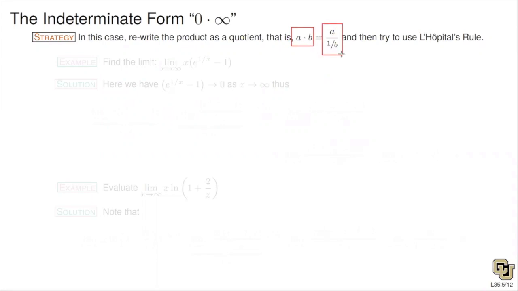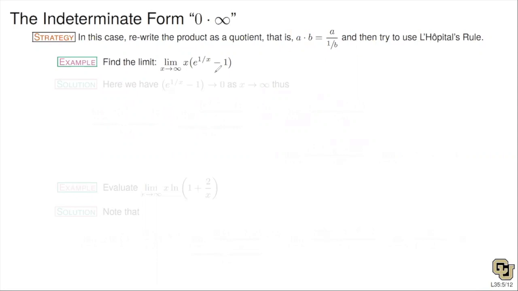Why? Because L'Hopital's rule works only on quotients, right? It's the limit of f over g. So here I'm going to take the product, rewrite it as a quotient. Now review your algebra here. If we multiply top and bottom by b, we get back to the original a times b. I haven't changed what it is, I've just changed what it looks like. So I'm going to try and rewrite it as a quotient and then see if we can do L'Hopital's rule.